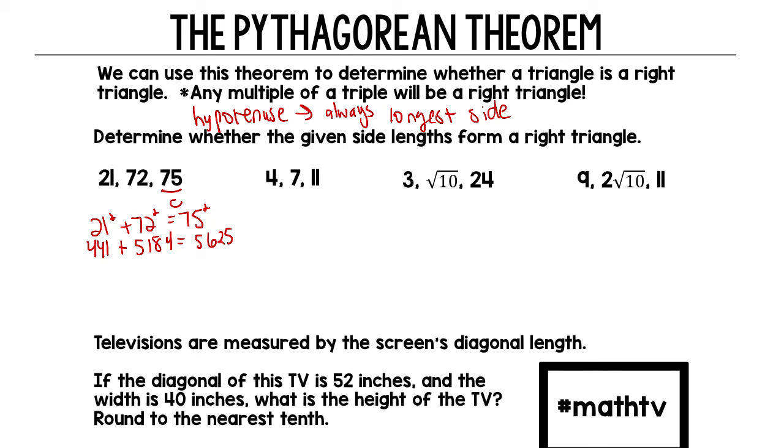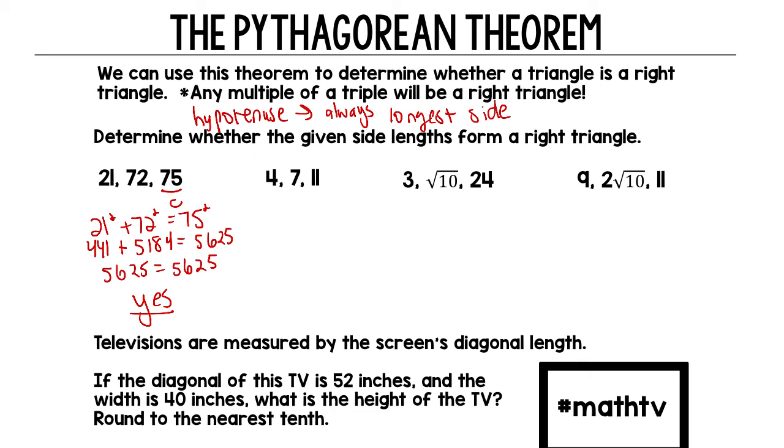You can add the things on the left, and we get 5625 equals 5625. The answer is yes, this could be a right triangle because the sides are the correct length.